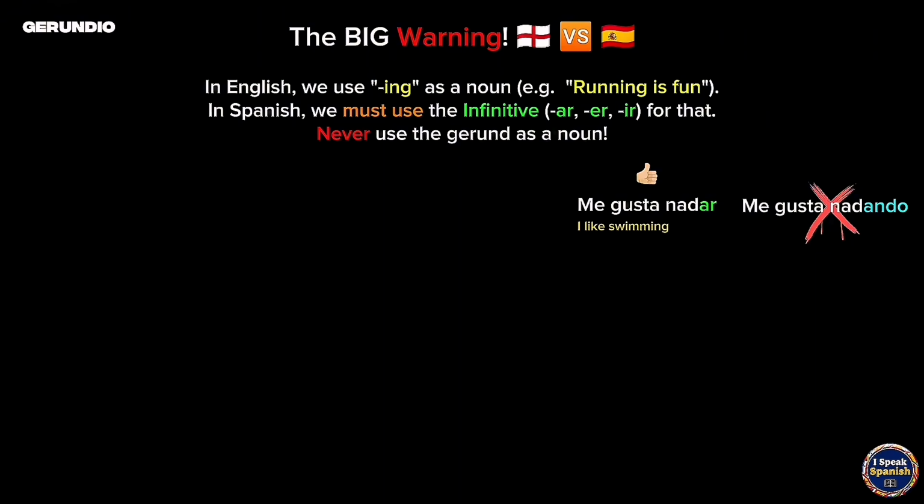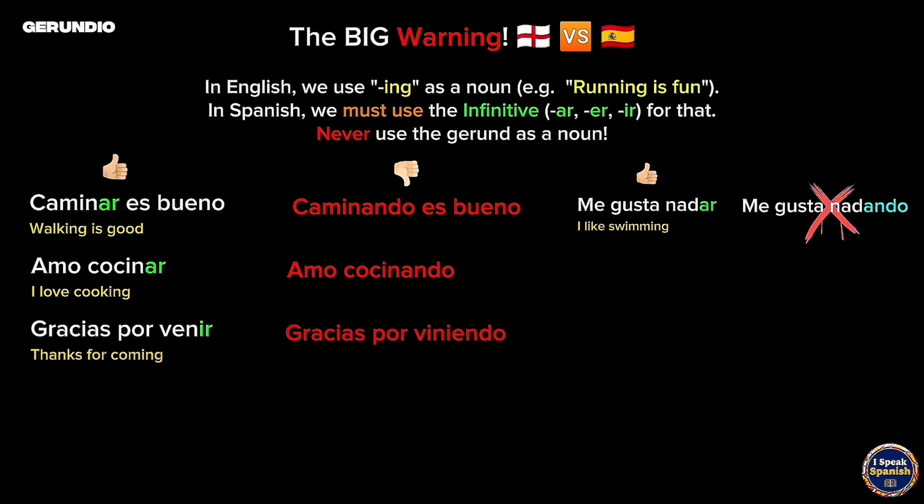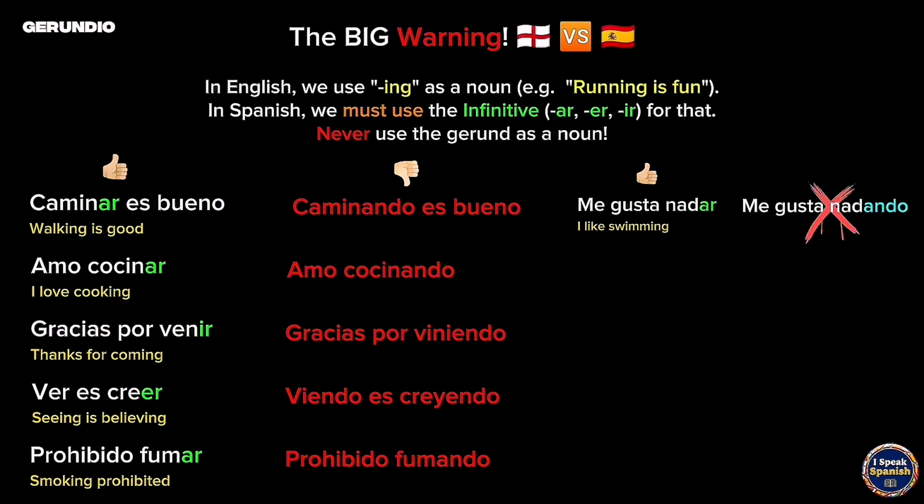Let's see some more examples. Caminar es bueno. Amo cocinar. Gracias por venir. Ver es creer. Prohibido fumar. You see, for those in English you can use the ing form, but in Spanish you cannot.